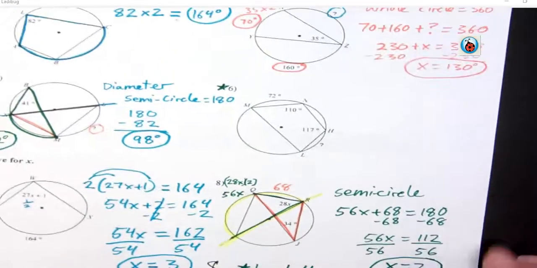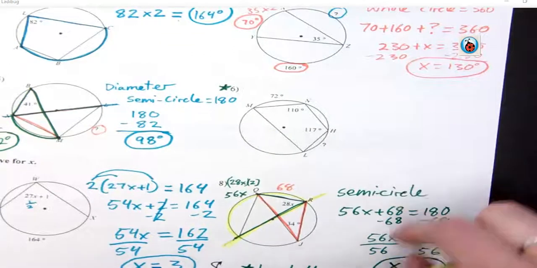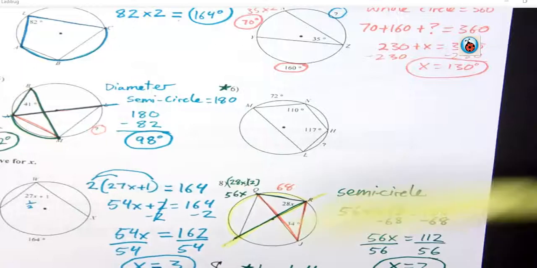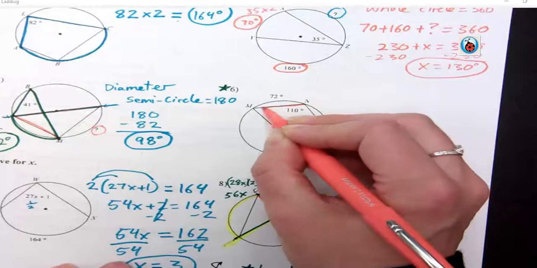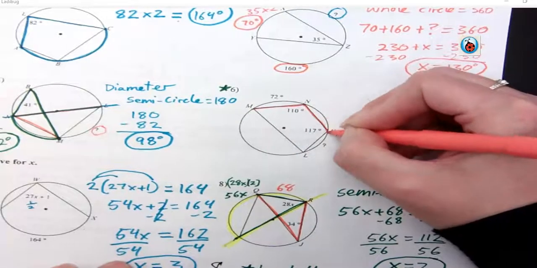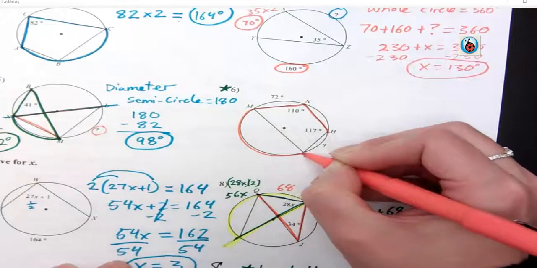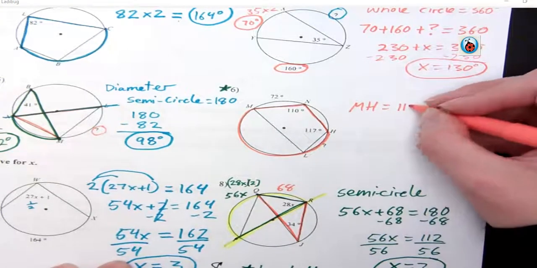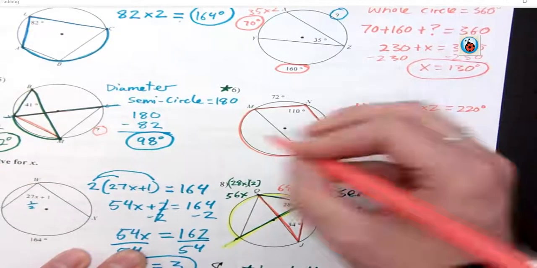Alright, so now we're going to go back to the level 4 problem. If you are in a regular class instead of advanced class, this is optional for you. So I'm going to just start by seeing what I can find. So my 110 is going to flow out to arc MH. So that's times 2, 110 times 2 equals 220.